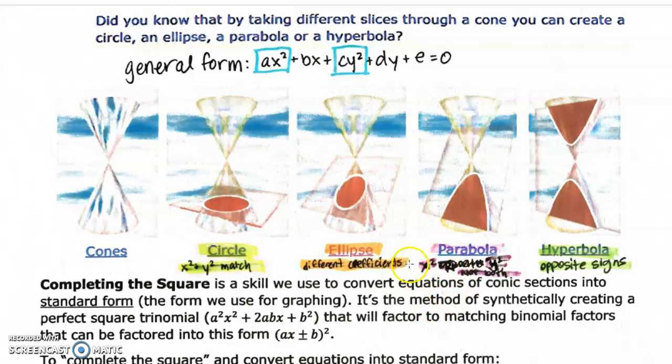Sorry, this is hard to read. For a parabola, you'll have either an x squared or a y squared, but not both. And for a hyperbola, your x squared and y squared will have opposite signs.